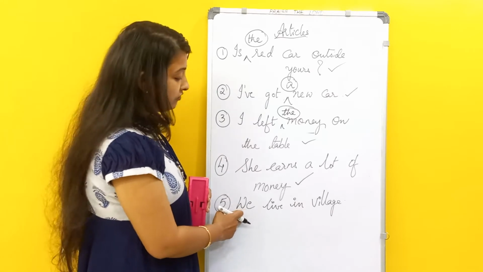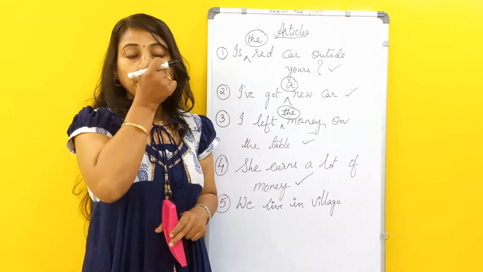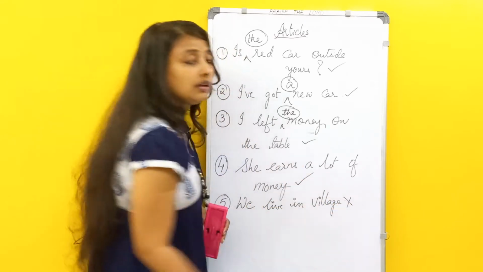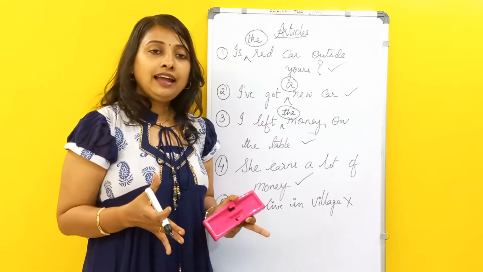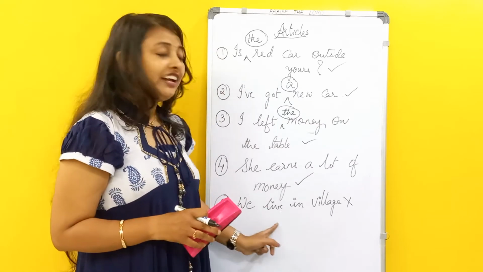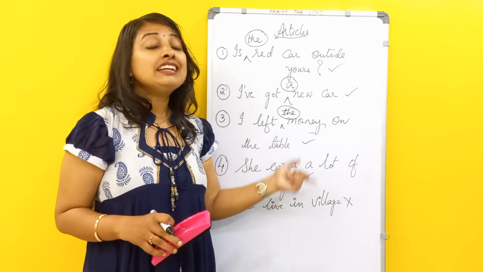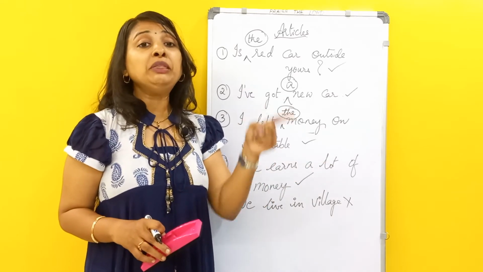Here, we live in village. Is it correct? It's not correct. It is wrong. So we have to mention it as a or an. We live in a village. Okay? Single. We live in a village. Or you can even use we live in the village.